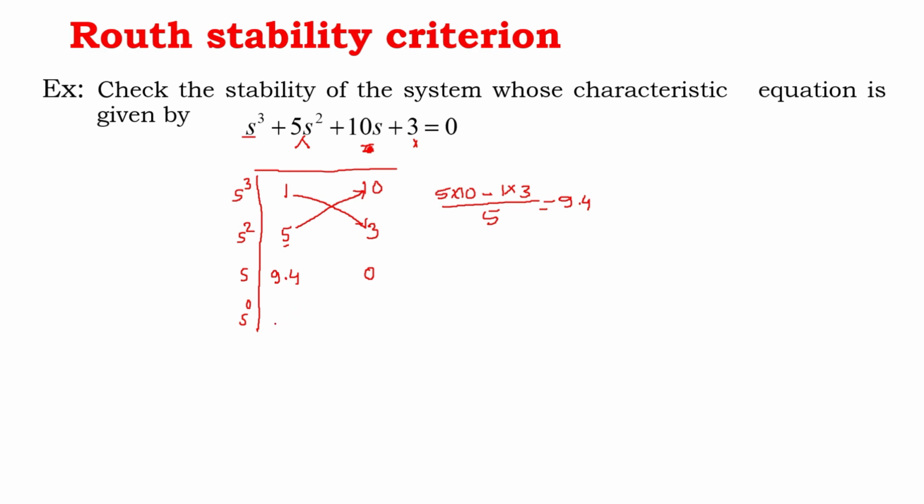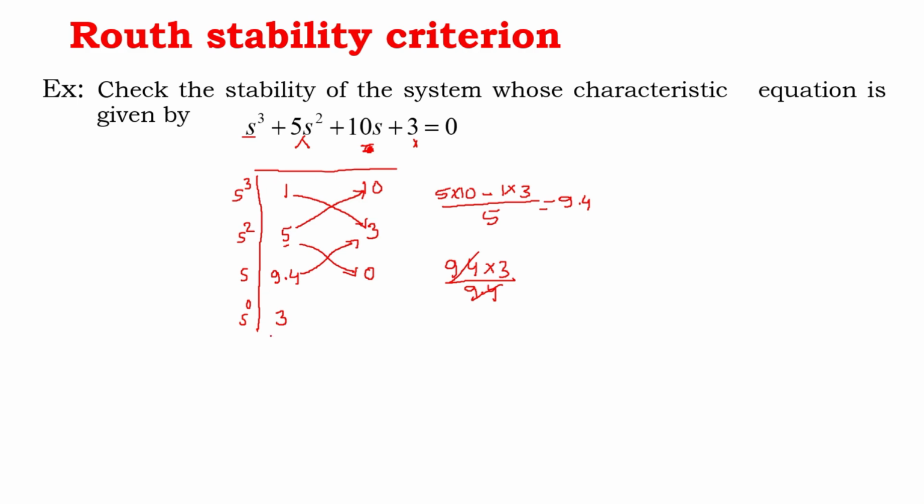Then next row calculation, that is for s raised to 0, 9.4 into 3. First term is 9.4 into 3. Second term is 5 into 0 is 0 divided by 9.4. This 9.4 gets cancelled. The remaining thing is 3 here.